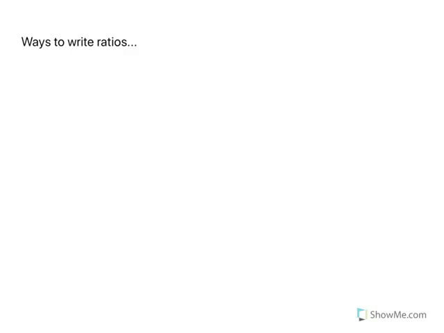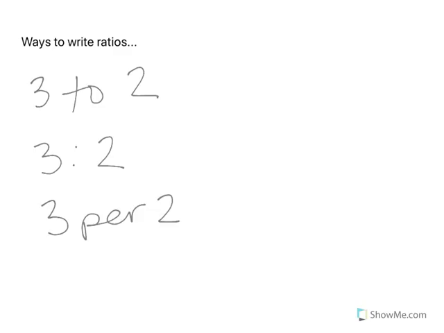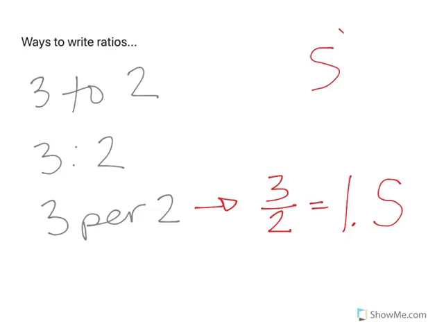All right, so the ways to write ratios. You've probably seen this before where we can use the word to, we can use a colon, we can use the word per, because per leads us to a fraction bar, which means we can also write it as a fraction. And if we simplify that fraction, it becomes a decimal. So you really have 5 ways to write a ratio.